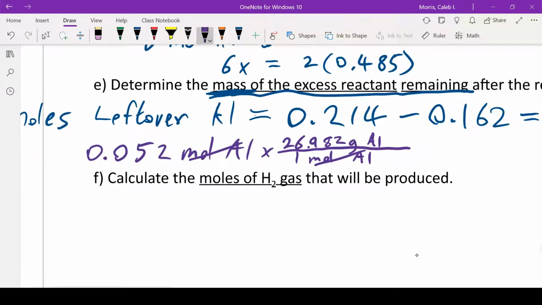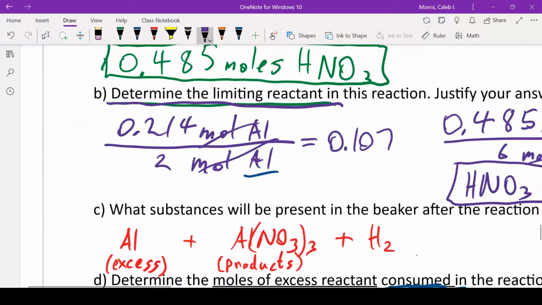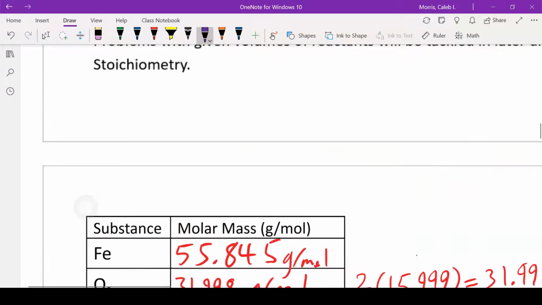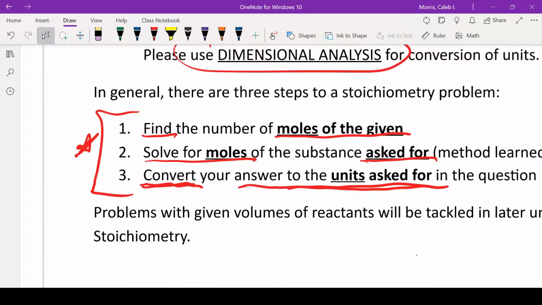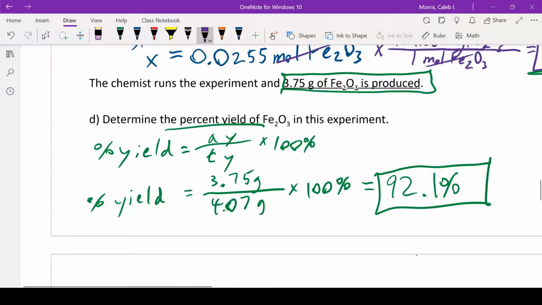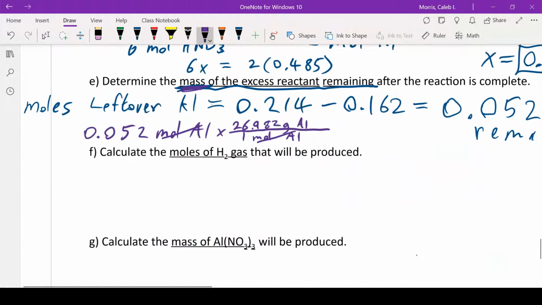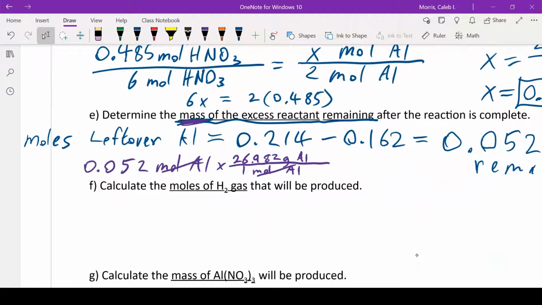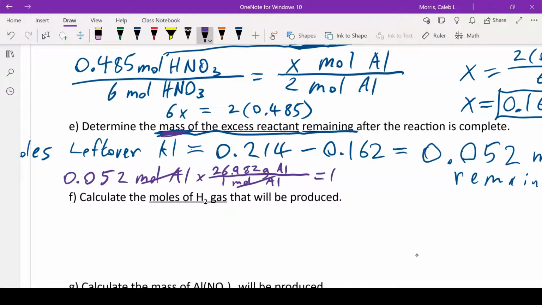Remember to always check and see if you have the units you're looking for. That kind of goes back to the steps on the first page. First page of these notes says we're going to find the number of moles of the given, solve for the moles that you're asked for, and then convert your answer to the units that are asked for. So always check to see if you have the units that you've been asked for. In this case, I still needed to convert to grams, and that's what we're doing right here. And I get 1.4 grams of aluminum left over.